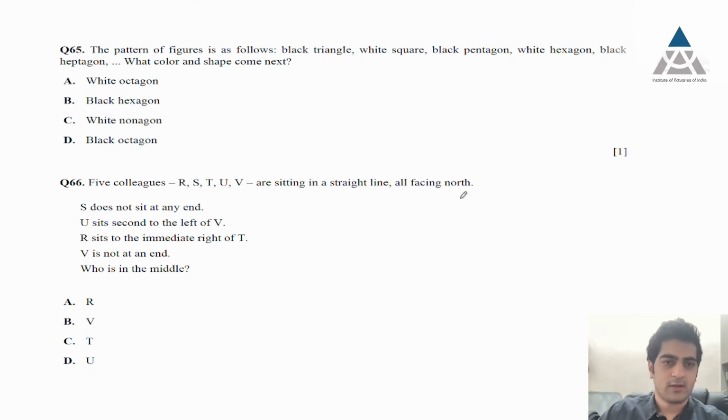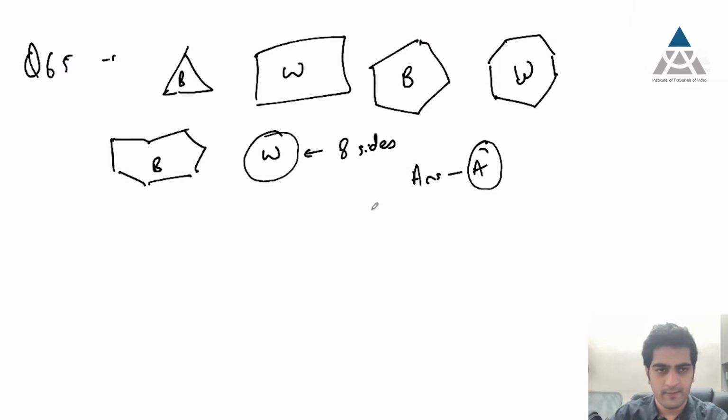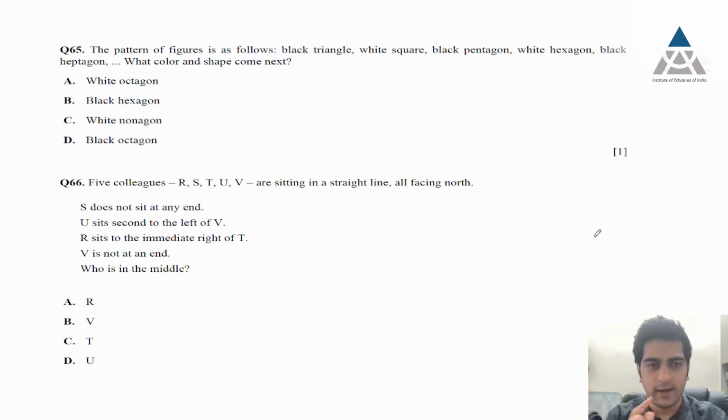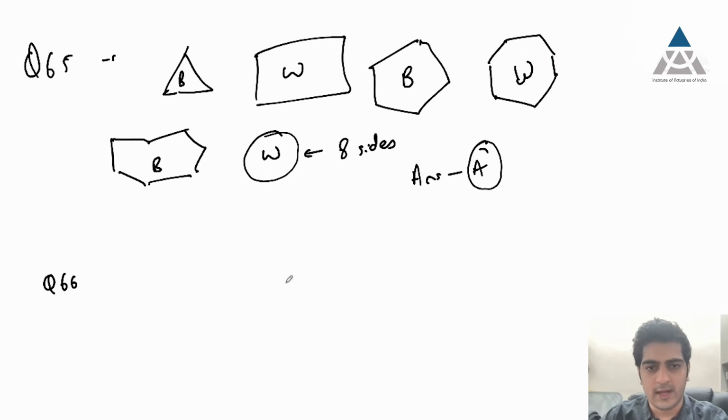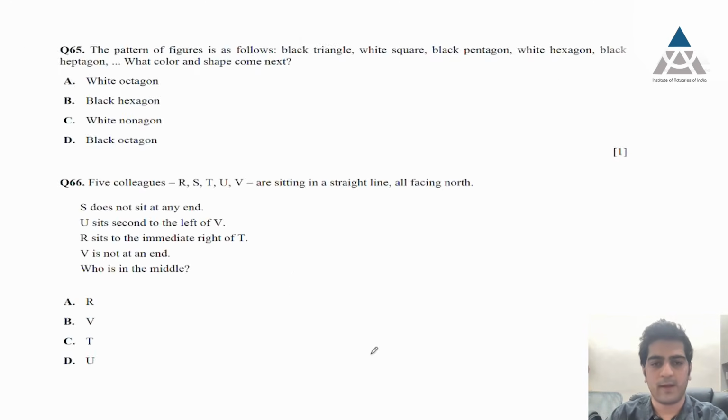So it says 5 colleagues R, S, T, U, V are sitting in a straight line, all are facing north. Okay. So question 66. You have 5 colleagues R, S, T, U, V. We will write how they are seated now. S does not sit at any end. Okay, so I'll just write the word S somewhere in between. So obviously there are positions 1, 2, 3, 4 and 5. S is somewhere in between, not necessarily 2, 3, 4, 5. We'll assign those numbers later, but yeah. So S is somewhere in between.